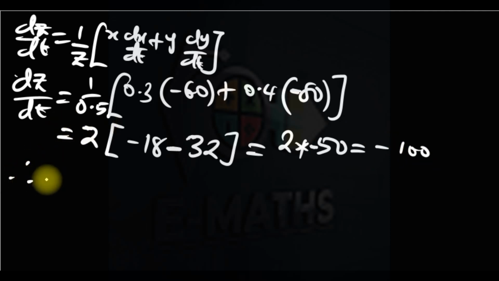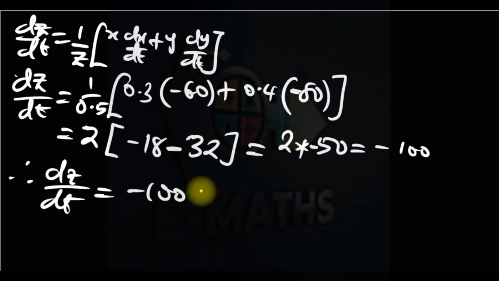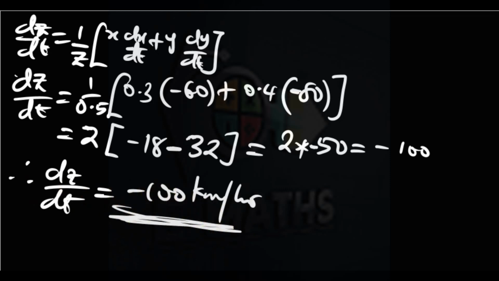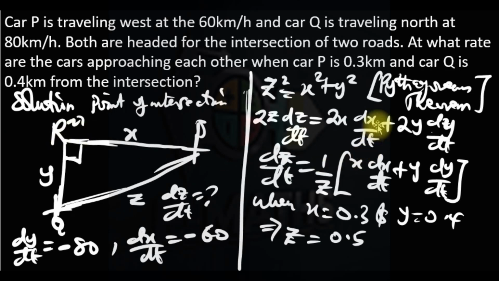Therefore, dz over dt is equal to minus 100 kilometers per hour. So that's the rate at which the distance between the two cars is closing. So that's the answer. Thank you.